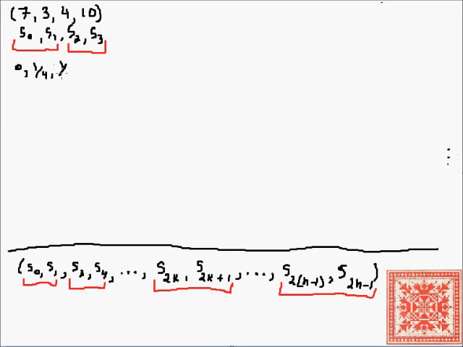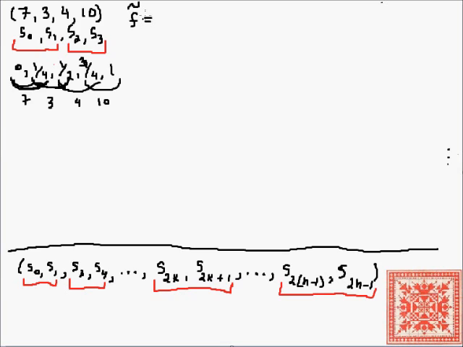So there are 4 subintervals: from 0 to 1 over 4, from 1 over 4 to 1 over 2, from 1 over 2 to 3 over 4, and from 3 over 4 to 1. On the first subinterval we have the value of 7, on the second subinterval the value of 3, on the third subinterval the value of 4, and on the fourth subinterval the value of 10. So that's our sample. We get 4 readings.